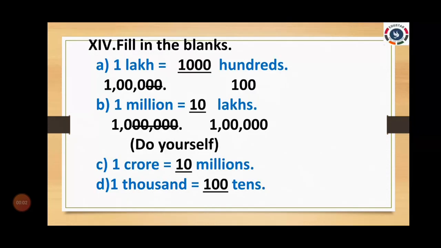Roman letter 14. Fill in the blanks. A. 1 lakh equals 1000 hundreds. B. 1 million equals 10 lakhs. C. 1 crore equals 10 millions. D. 1000 equals 100 tens. So we have completed chapter 1, Numbers and Numeration.